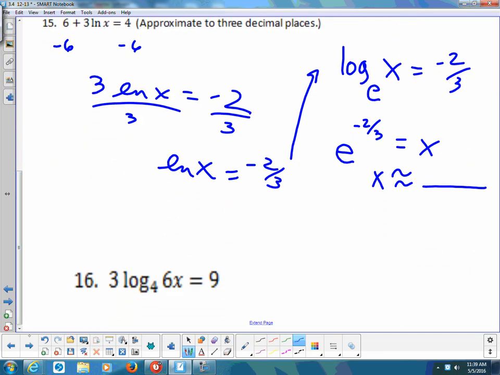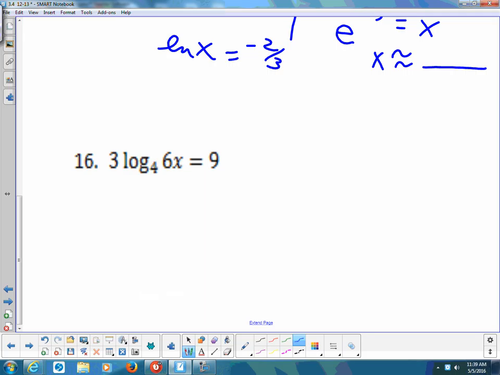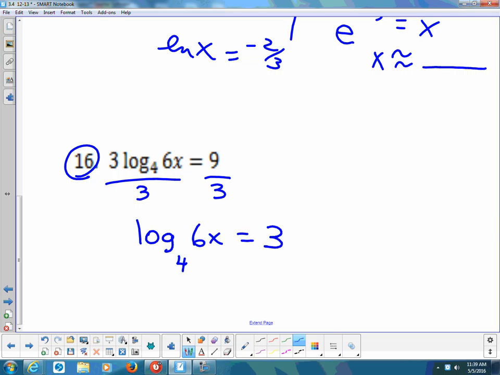Let's try this one. For this one, we are solving problem number 16. This is 3 times log to the base 4 of 6x equals 9. I would start off by getting rid of that 3. Divide both sides by 3. So now I have log to the base 4 of 6x equals 3.